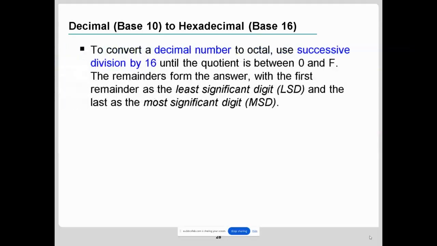Now to hexadecimal? It's very simple. To convert a decimal into hexadecimal, please replace this with hexadecimal. We use successive division by what? 16. Okay. Now let's assume we have 1, 2, 3, 4.